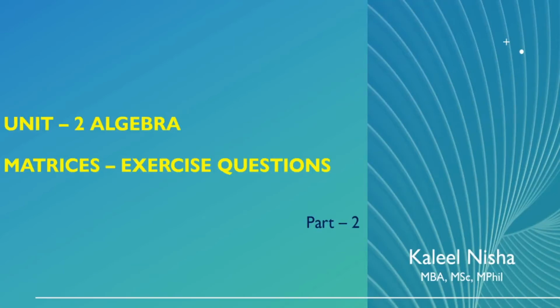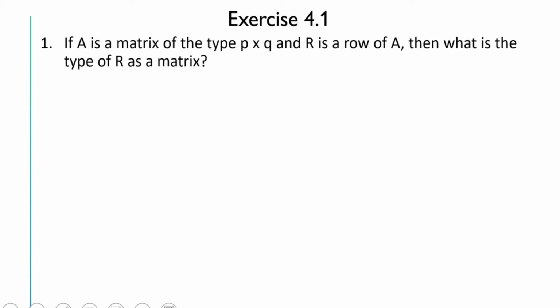In my previous video, I have discussed the definition of matrix and different types of matrices. In this video, I'll start with the exercise questions. Here I'll solve the exercise question from exercise 4.1 of chapter 4, Applied Mathematics by M.L. Agarwal. If A is a matrix of the type P by Q and R is a row of A, then what is the type of R?